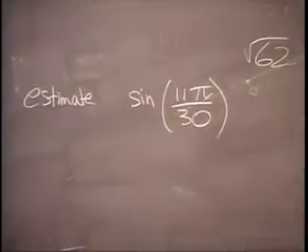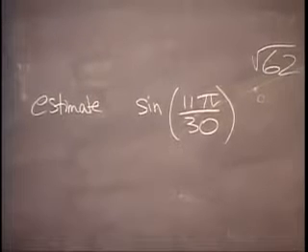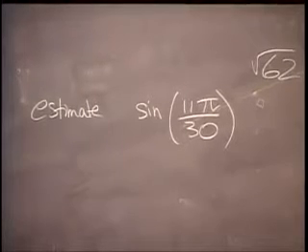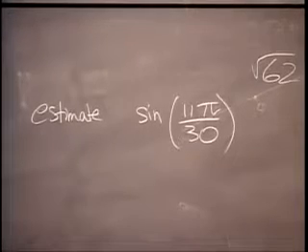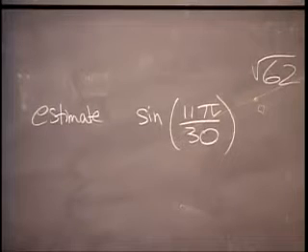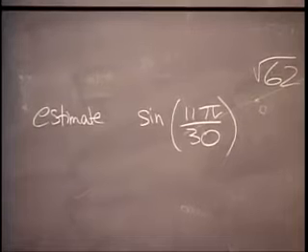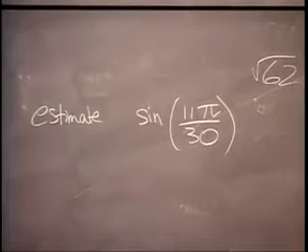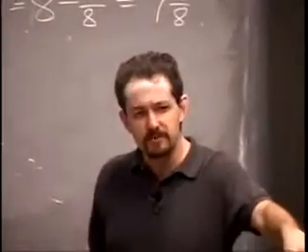Estimate sine of 11 pi over 30. By the way, this is in 13.2.3. Well, it's the same sort of problem, but a different function and different points. What's a number close to 11 pi over 30 that you can easily take the sine of? Yeah, 10 pi over 30 is pretty close to 11 pi over 30.